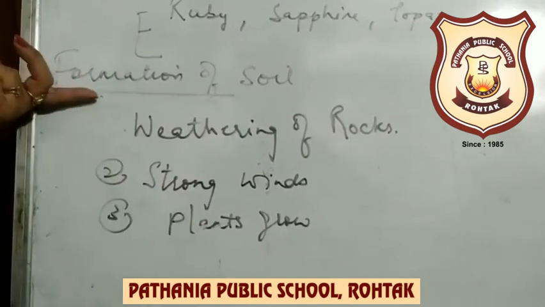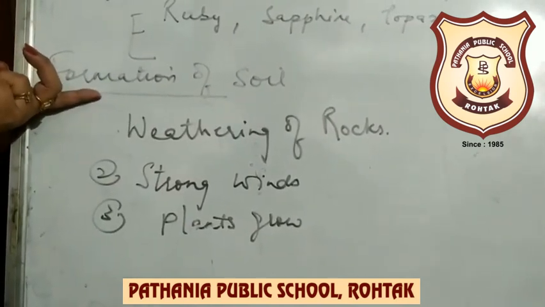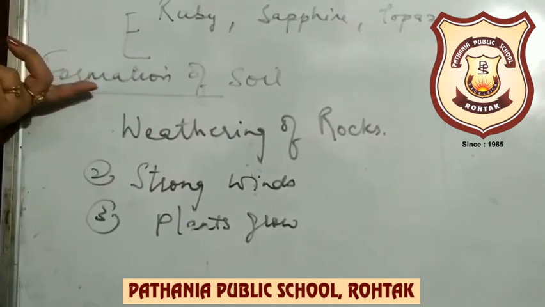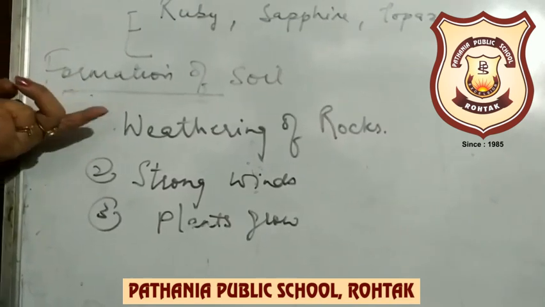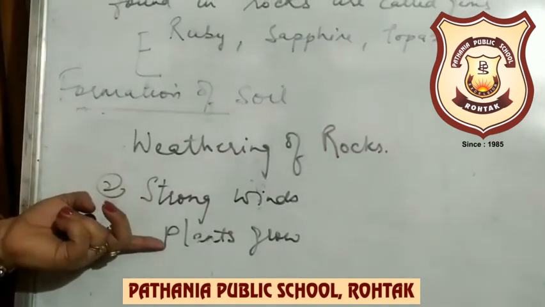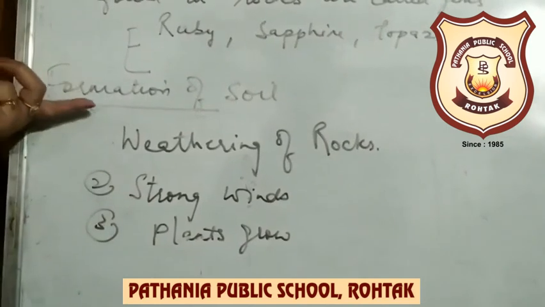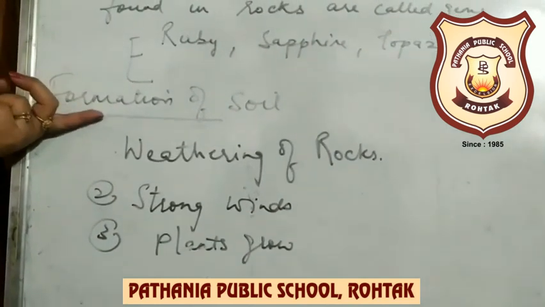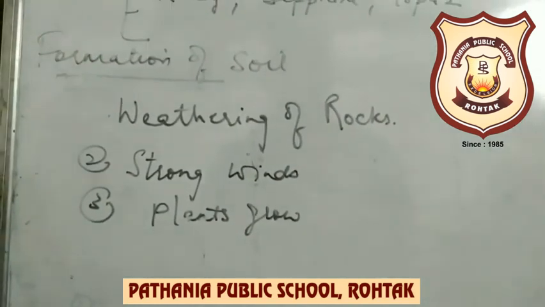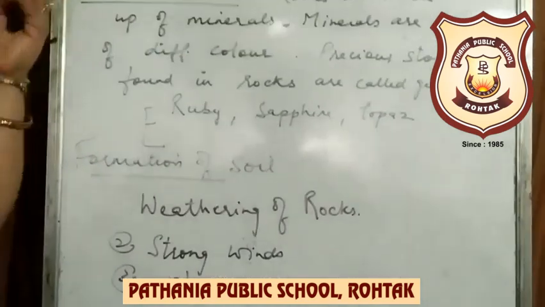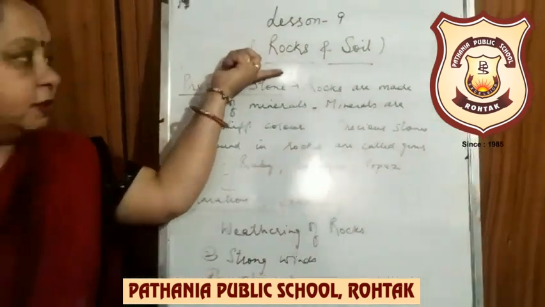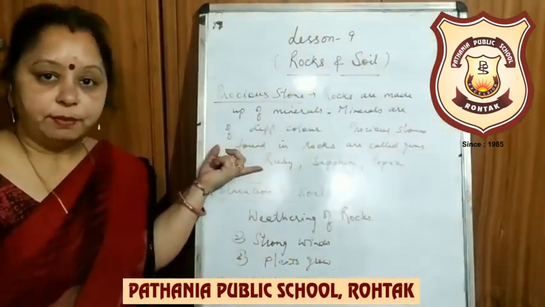So soil is formed by breaking of rocks into tiny particles by rain, by wind, by plant growth, etc. So this is the method of how soil is formed. Okay beta, so this is your chapter lesson 9, rocks and soil. You will revise this chapter, beta.